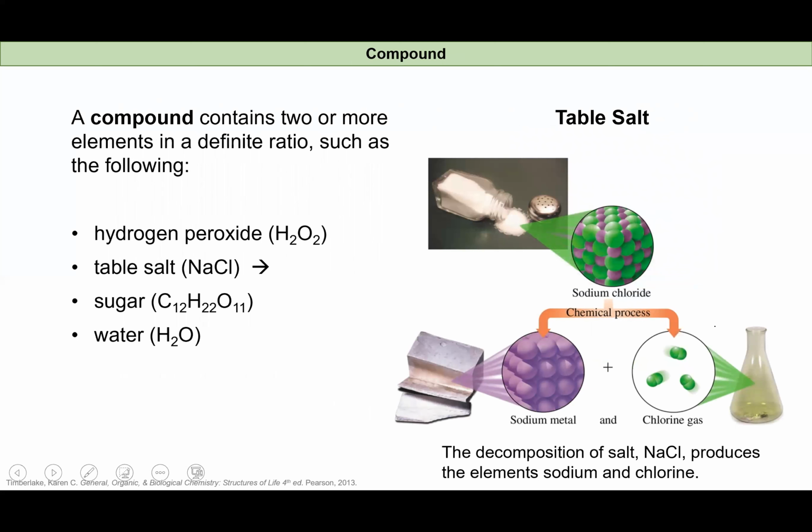So here's another example of a compound, table salt. Table salt is a combination of sodium ions and chloride ions. And we can combine our sodium and our chlorine in a very specific pattern in a very specific way, and it'll always be table salt. And if we have no other atoms or compounds involved, then we have a pure substance. Some other examples are hydrogen peroxide or sugar or water.